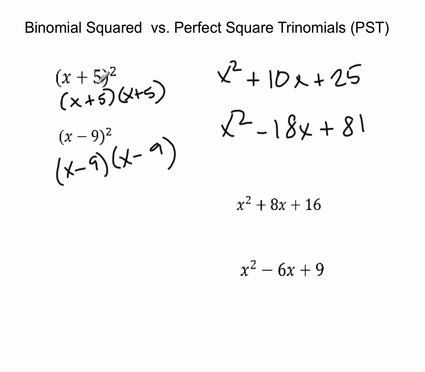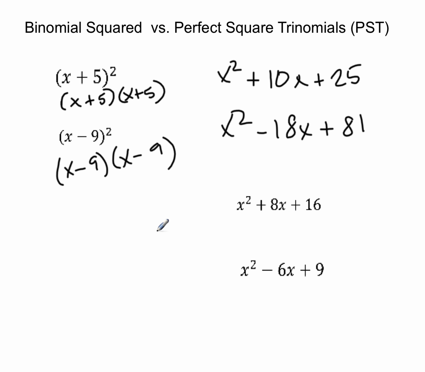Notice that in x plus 5 squared, if I double the 5, I get 10. If I square the 5, I get 25. If I double negative 9, I get negative 18. If I square negative 9, I get positive 81. So these are my perfect square trinomials, or PST.